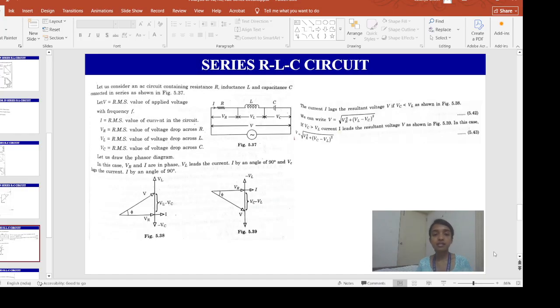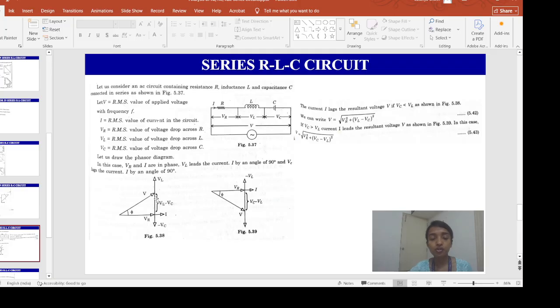Next, if we see the series RLC circuit, now we will have all the resistive, inductive and capacitive components in my circuit. VR is the RMS value of the voltage drop across the resistance R, VL is the RMS value of the voltage drop across the inductor L, VC is the RMS value of the voltage drop across the capacitor, and I is the RMS value of the current flowing through this circuit.